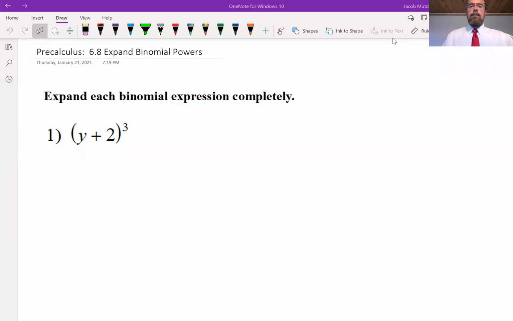Welcome to Pre-Calculus. Today we will investigate expanding binomial powers. We'll take a look at three examples. Our first example is y plus 2 to the power of 3.